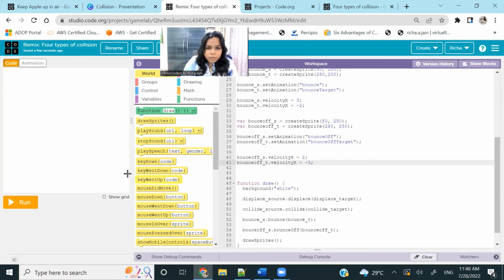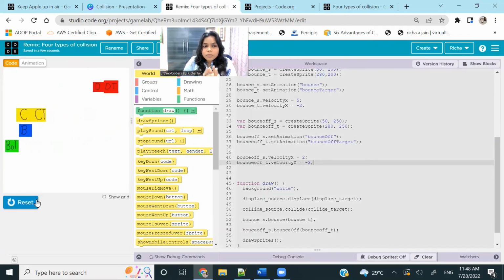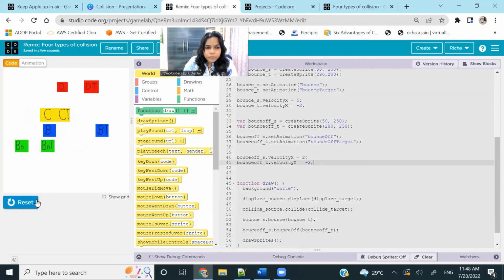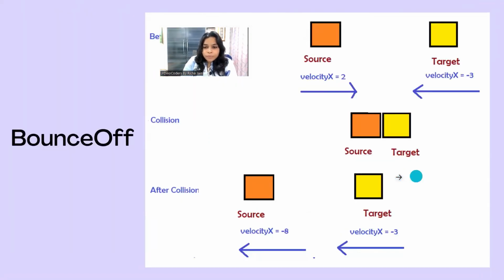-3. Okay, let me run and show it to you. Do you see bounce off source going back with so much speed? Yes. So that was bounce off.